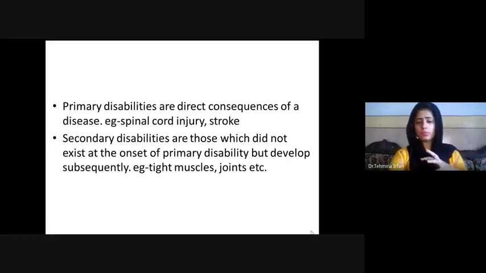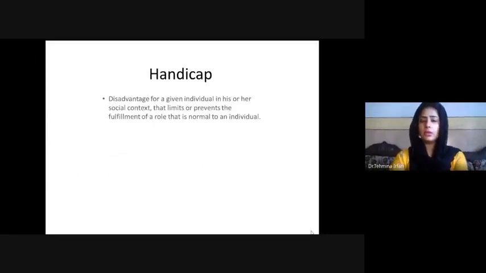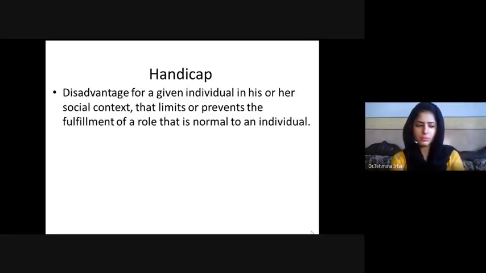So these are multiple concepts about primary and secondary disabilities that we will discuss later. Then what is handicap? As we have already learned this in earlier semesters, handicap is the next stage of disability. If someone has a disability and doesn't get the treatment that is required, ultimately he will get into a state that is termed handicap.